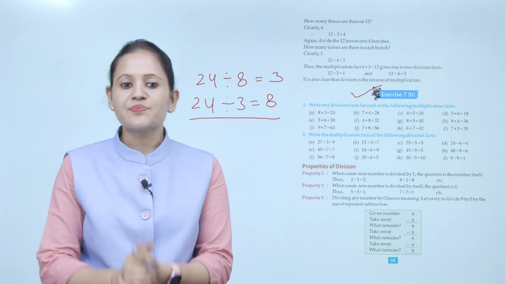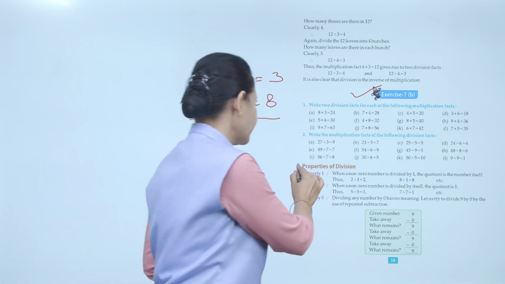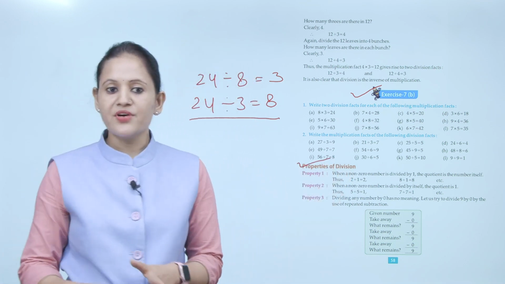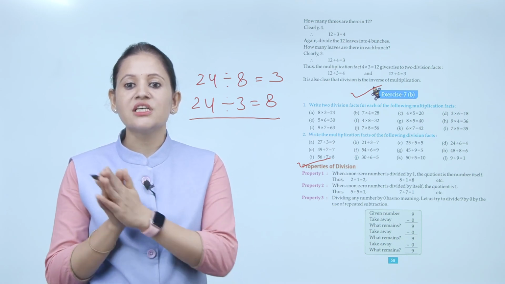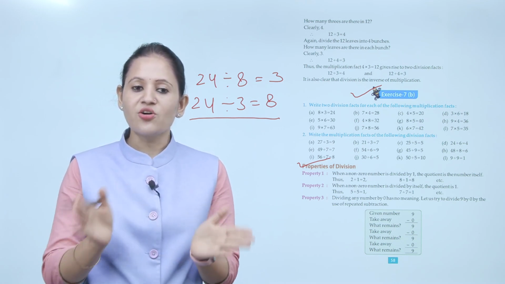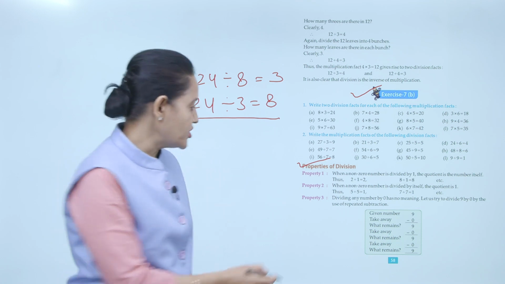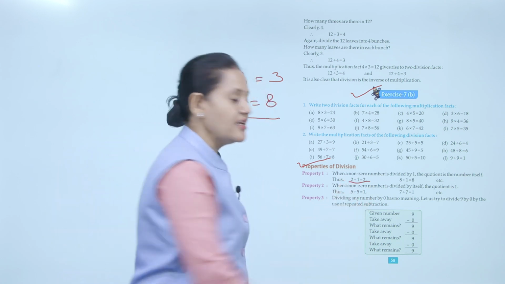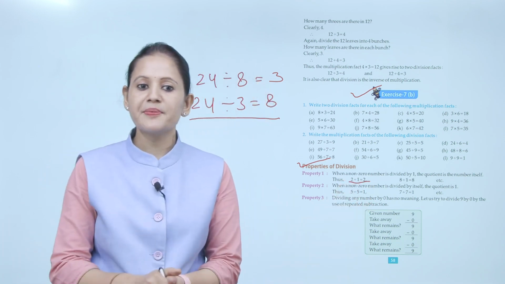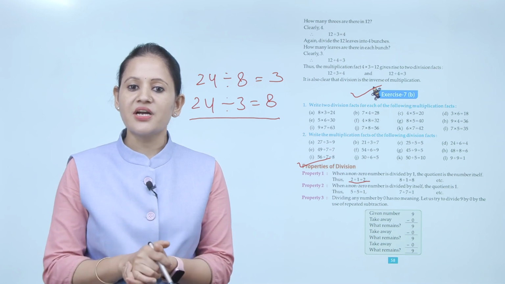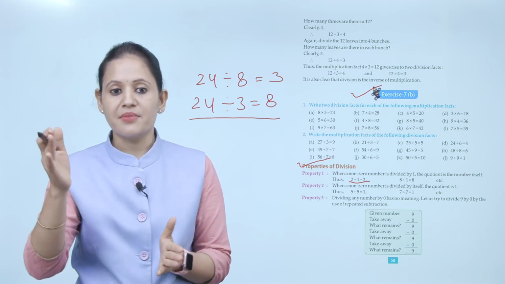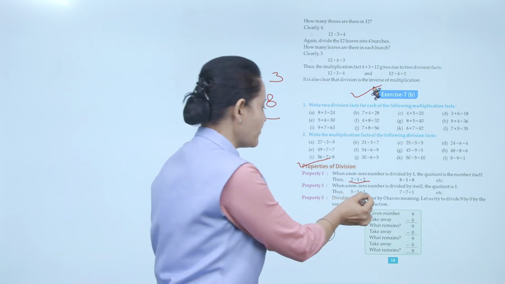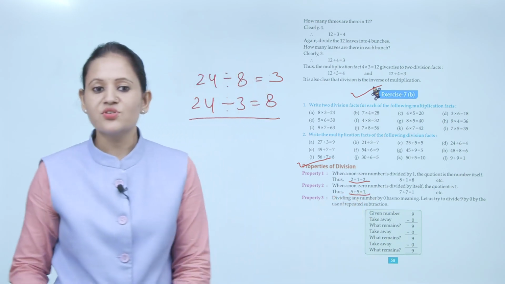Clear? Next, properties of division. Property 1: when a non-zero number is divided by 1, the quotient is the number itself. Means if we divide a non-zero number by 1, the quotient is the number itself. 2 divided by 1 equals 2. Property 2: when a non-zero number is divided by itself, the quotient is 1. Means if we divide a number by the same number, the quotient is 1. 5 divided by 5 gives you 1.